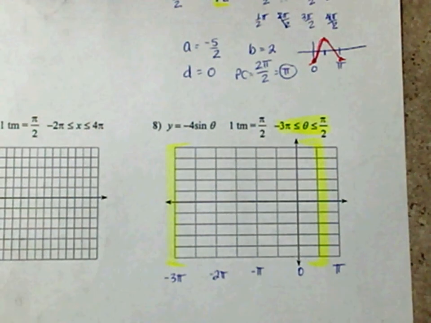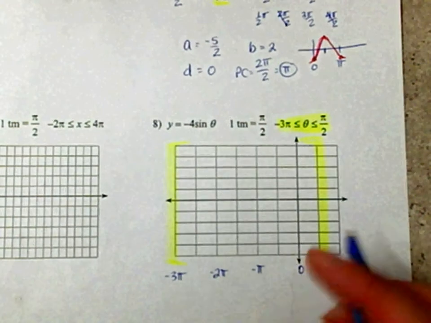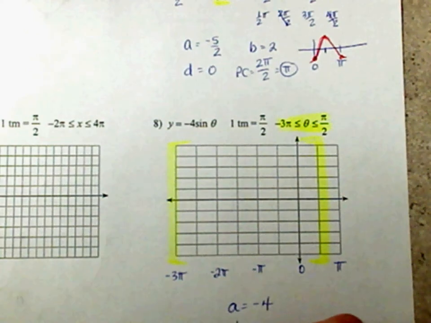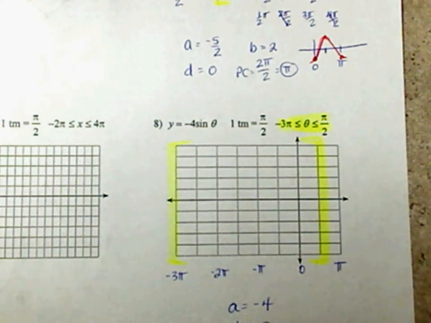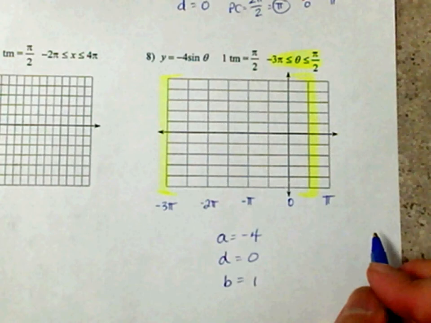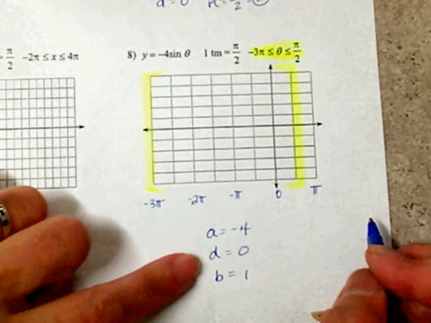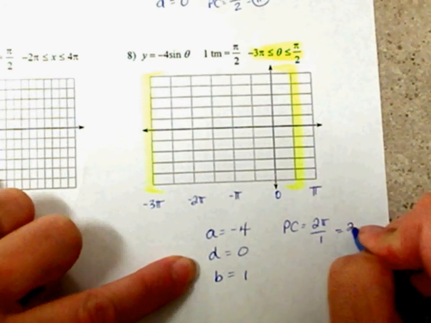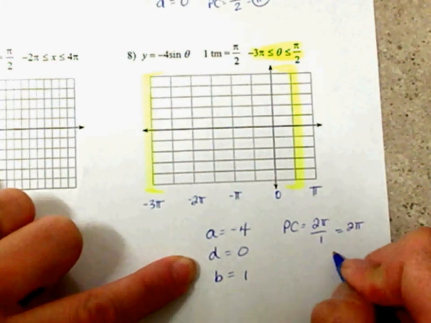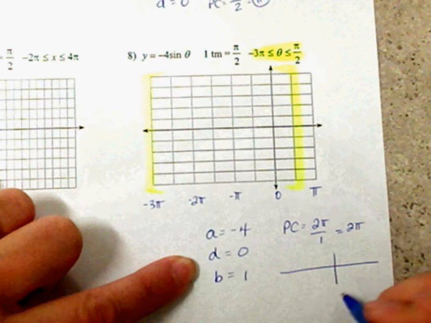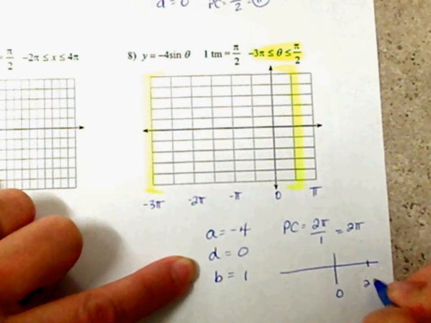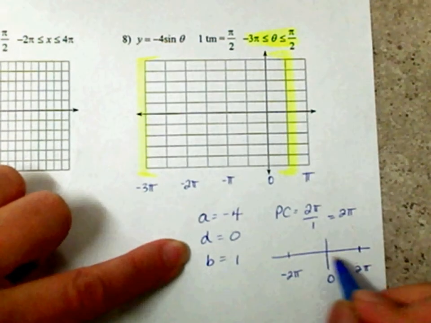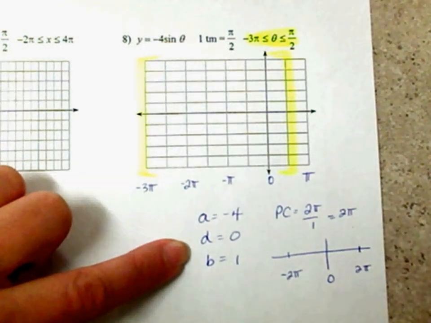So let's go and label what we know. Your A is negative 4, D is 0, B is 1. So let's find our period right here for number 8. Okay? Period change: 2 pi over 1 is equal to 2 pi. Make a sketch of your graph. This is 0, 2 pi, negative 2 pi. You can do this part only if you want, and then just kind of see the pattern, or you can do the whole thing. I'm going to put a half mark and a half mark.